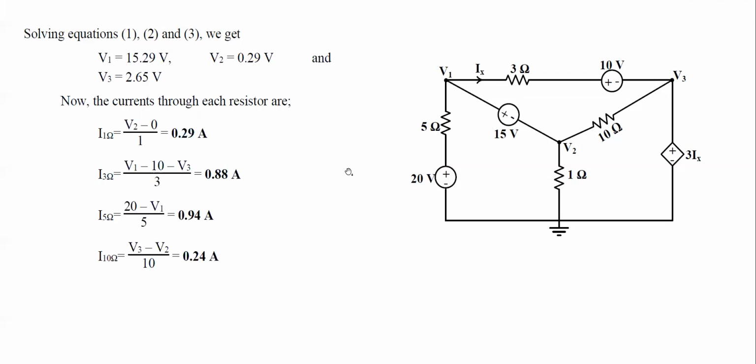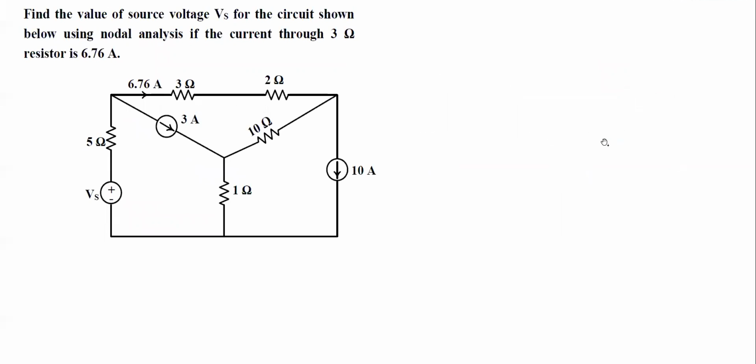Finally, the current through the 10 ohm resistor can be computed as (V3 minus V2) divided by 10, or you can even compute this using (V2 minus V3) divided by 10. Only the direction will matter. Now let's start with another problem.